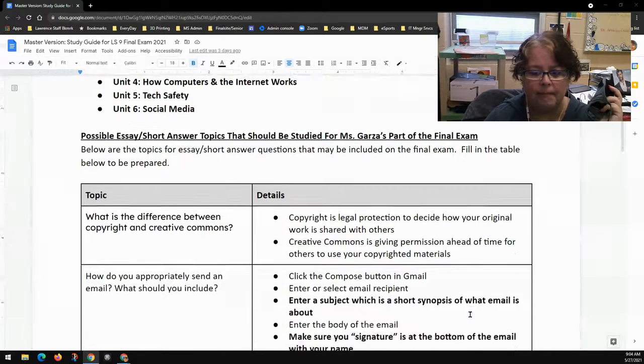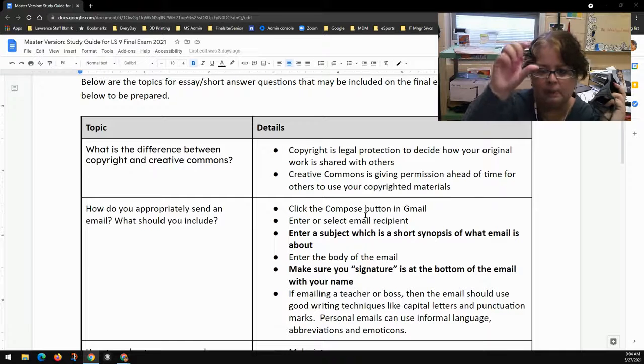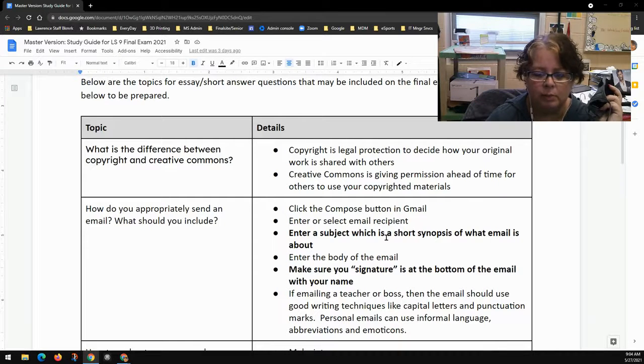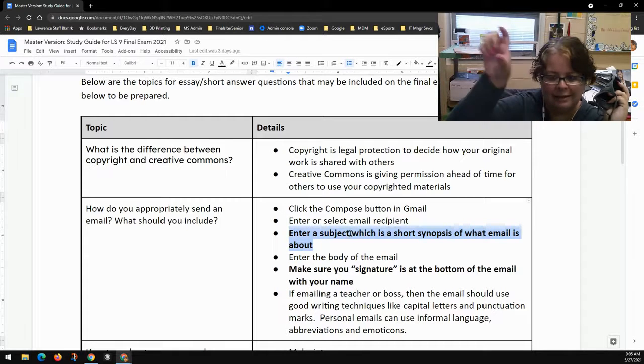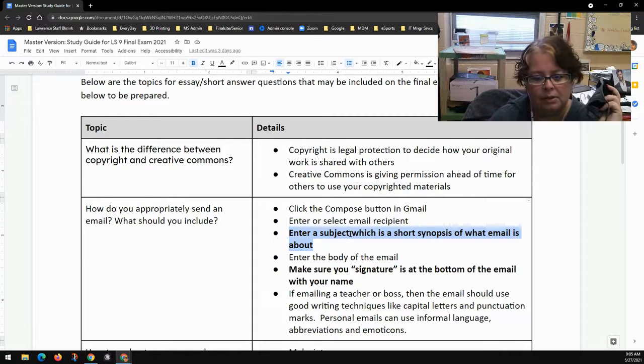Okay. The next one is, how do you appropriately send an email? What should you include? In Gmail, you have to click the compose button, enter the recipient email, and then this is really important: you have to enter a subject in the email, which is a summary or a short description about what the email is about. That is a required element. Super important to make sure you know.